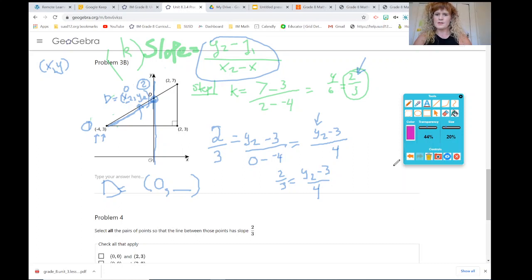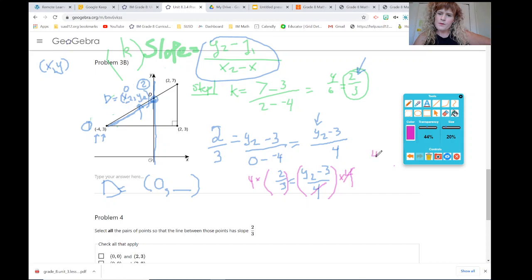Let me change colors. How do I move it to the other side of the equation? Well, I have to keep my equation balanced. Whatever I do to one side, I must do to the other side. So I'm going to multiply this side by 4, and then multiply this side by 4 because I have to keep it balanced. And why am I multiplying by 4? Because I want this 4 to go away, and it'll cancel out.